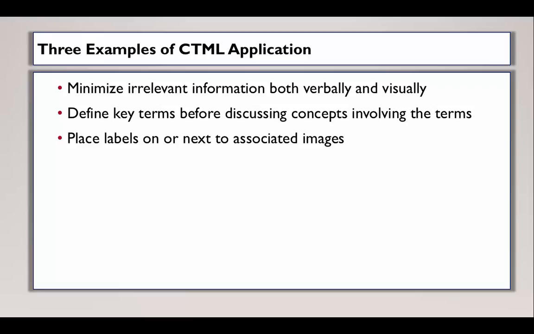3 examples of applying the cognitive theory of multimedia learning, including only relevant material in the information presented for minimization of extraneous load, as you saw earlier in this presentation. Defining key terms before discussing the concept to allow learners to apply knowledge of terms to the concept rather than learn both terms and the concept concurrently. And placing labels in close proximity to the associated images to best use spatial contiguity.